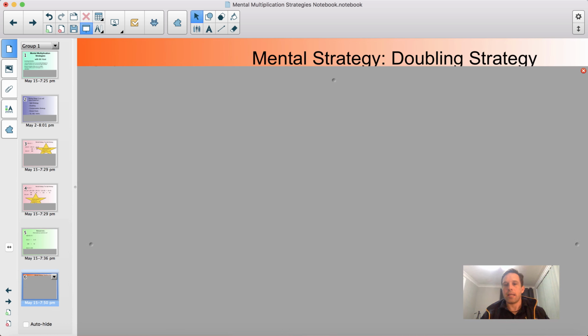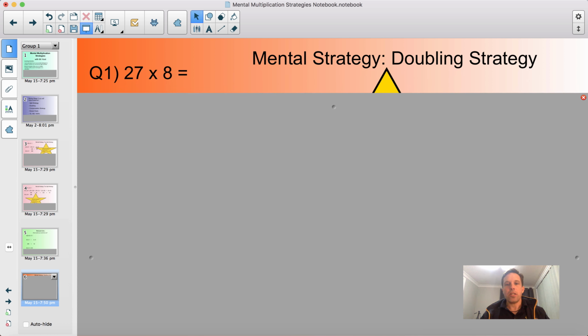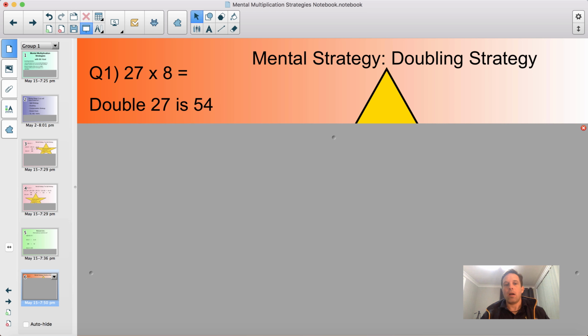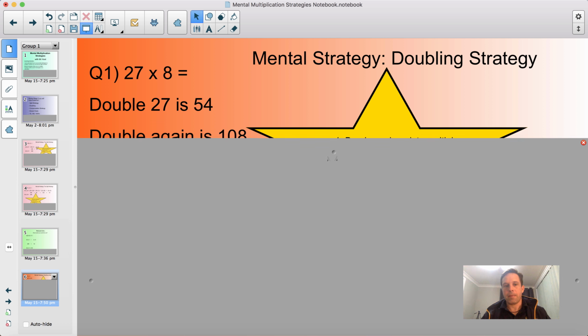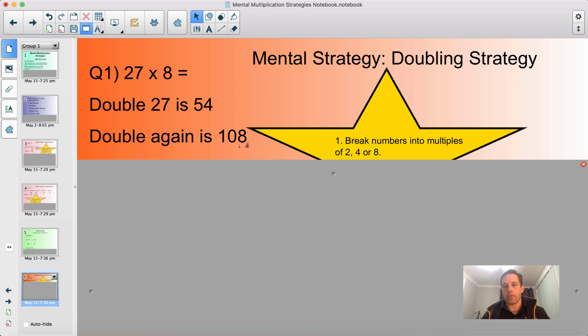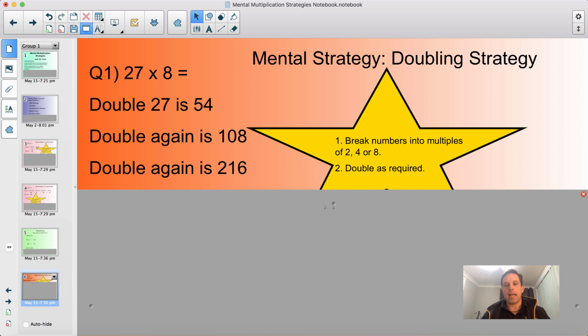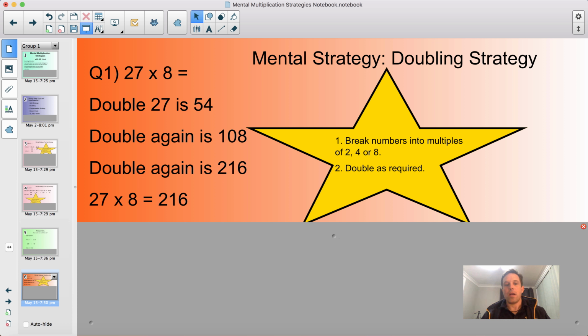Let's look at the doubling strategy. So our question for the doubling strategy is 27 times 8. We know that 27, when you double it, is 54. If you double it again, it's 108. And if you double it again, it's 216. So 27 times 8, therefore, equals 216. Because we've doubled, that gives us 2 times. We've doubled again, that's given us 4 times. And we've doubled again, which has given us 8 times. This works amazingly for the 8 times tables.